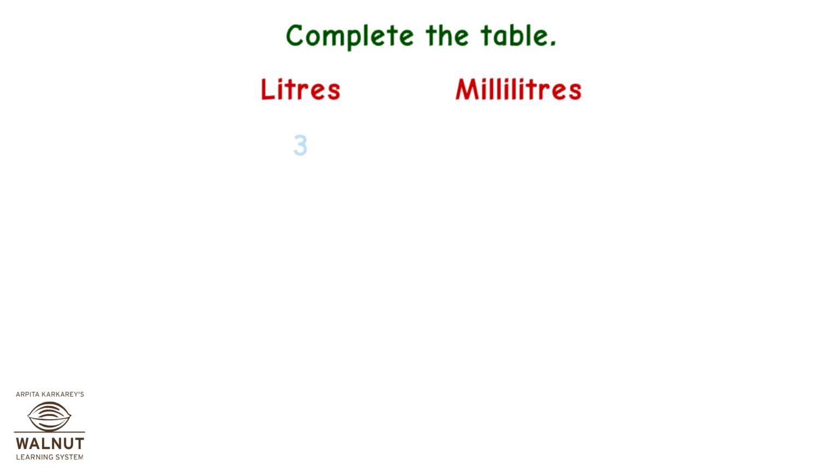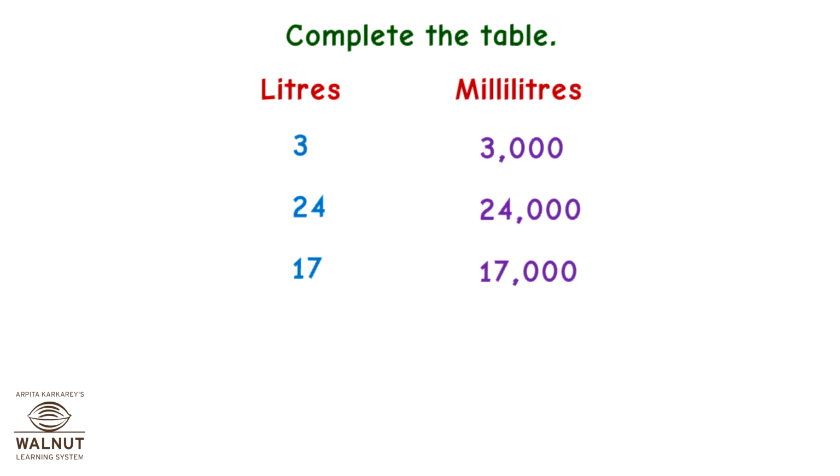Complete the table. 3 liters is equal to 3,000 milliliters. 24L is equal to 24,000 ml. 17L is equal to 17,000 ml. 58L is equal to 58,000 ml. 13L is equal to 13,000 ml.